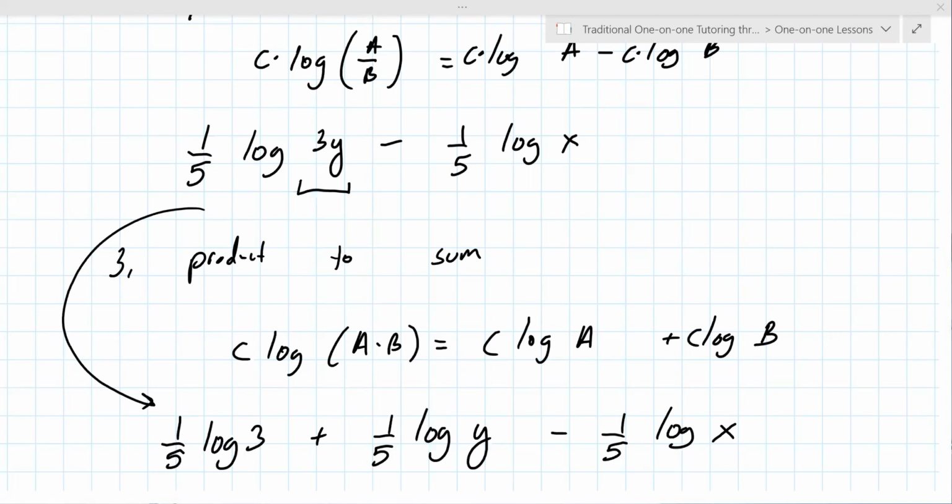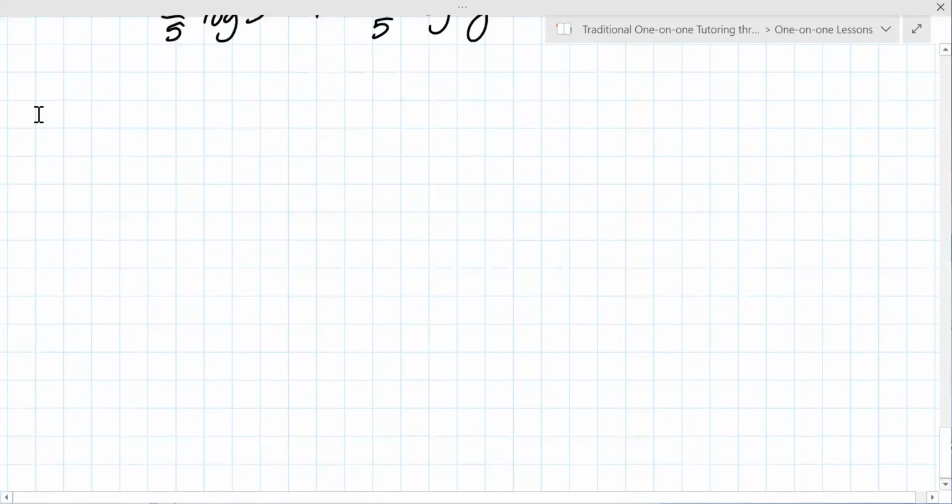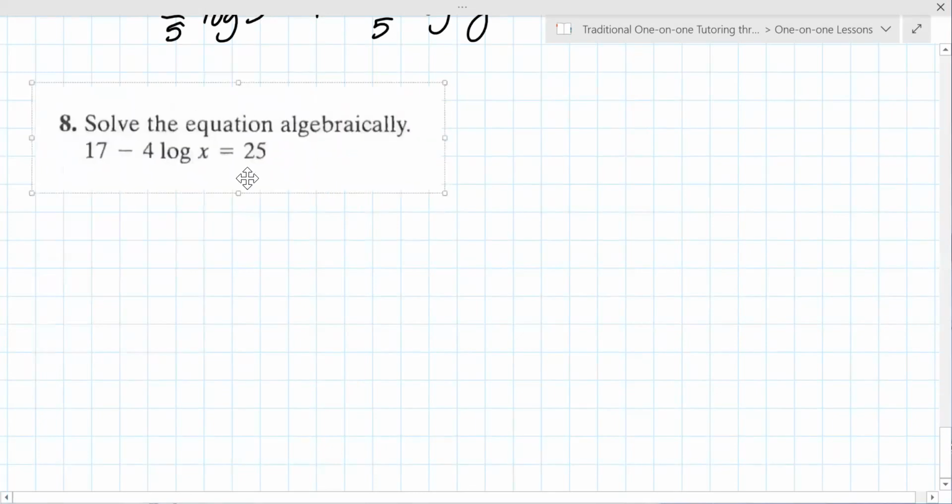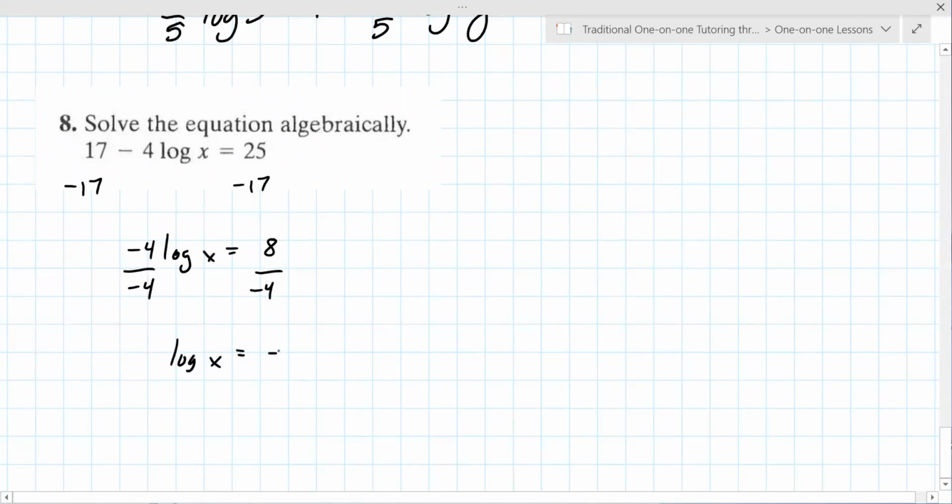8 is a lot like 4. I think it's, let me snip it in here. It says okay, this one just says to solve the equation. It could say solve the equation using exponentials, but you already know to do that. Yeah. Okay. So first thing I would do here is subtract 17 from both sides. -4 log x equals 8. Divide both sides by -4. So log x equals -2.